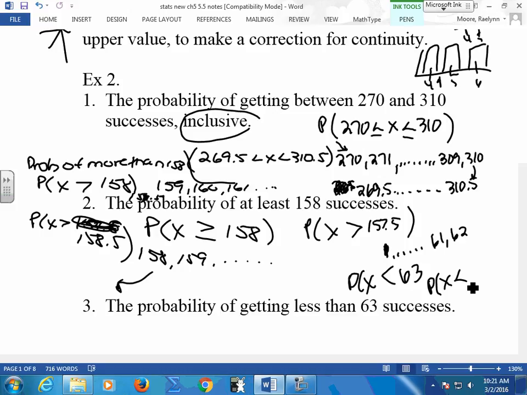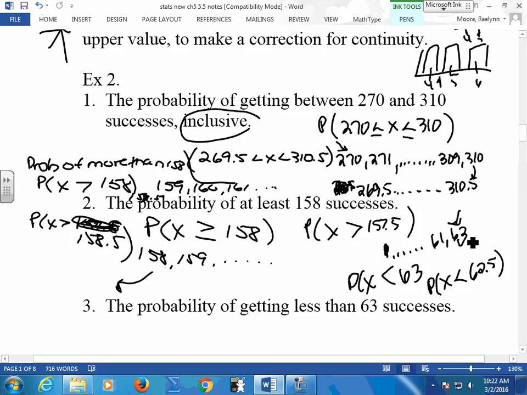Drop the lower 1.5, raise the upper 1.5. So what's my upper boundary? 62. So what am I going to make this? 62.5. Will I actually use 62.5? Will I use 63? So the last one I will use is 62.